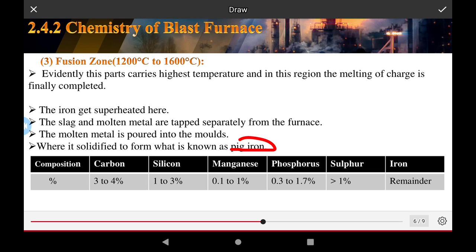Composition of pig iron: carbon, silicon, manganese, phosphorus, sulfur and iron. The composition is carbon 3 to 4%, silicon 1 to 3%, manganese 0.1 to 1%, phosphorus 0.3 to 1.7%, and sulfur less than 1%. The remainder is iron.